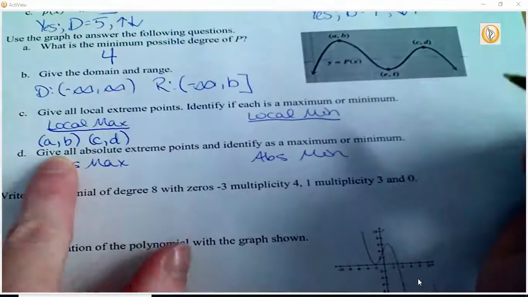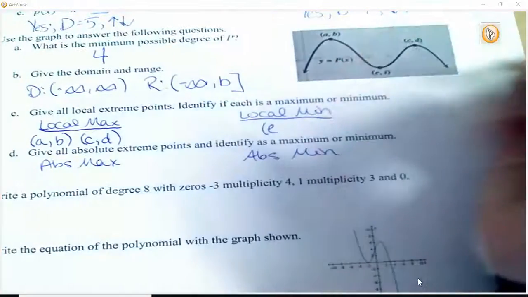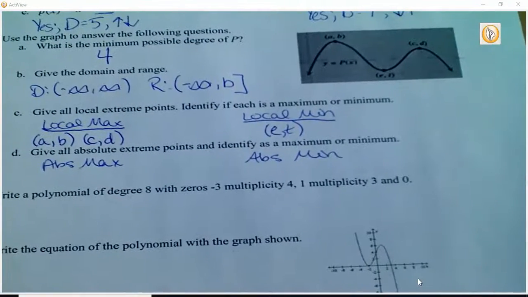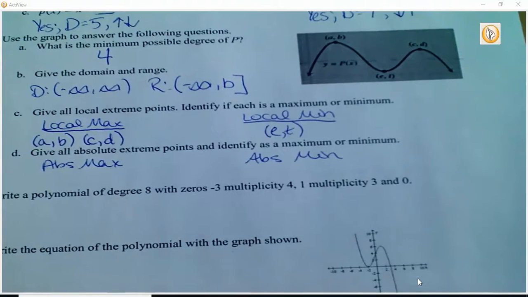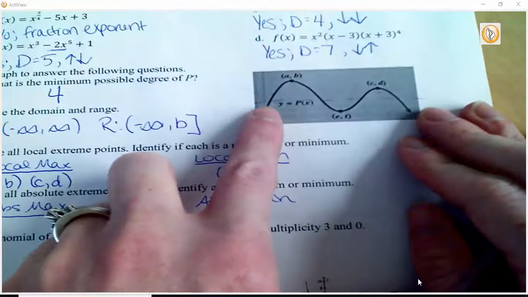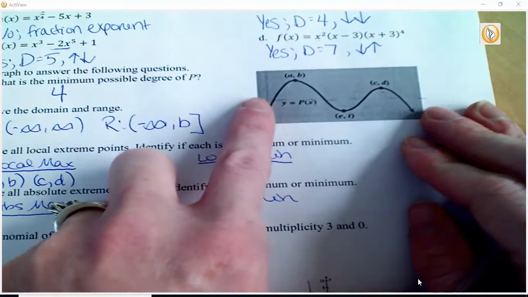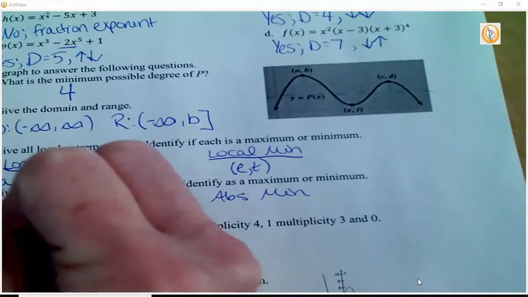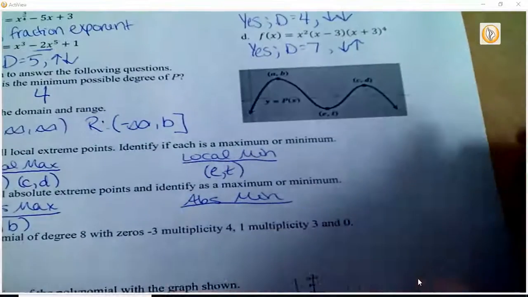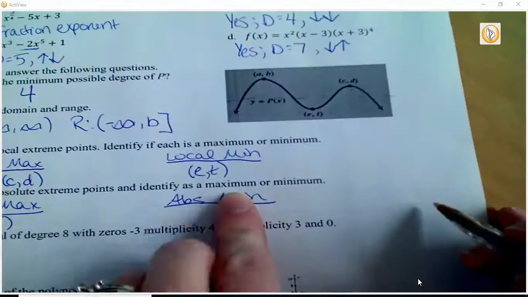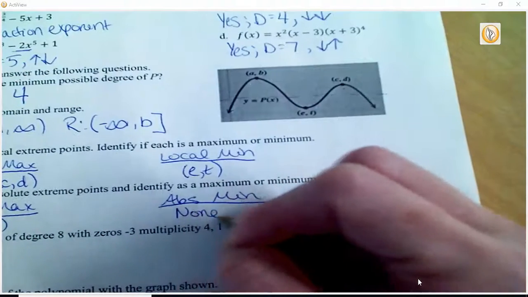Local min, so lower than the surrounding points would be E. I can't really tell if that's an F or a T, but I would accept either one. Okay. Absolute means it's higher or lower than everything else on the graph. So what is the actual highest point we ever hit on this graph? AB. Absolute min, lower than everything else on this graph. Right, these ends keep going down, so there is no complete lowest point on here.